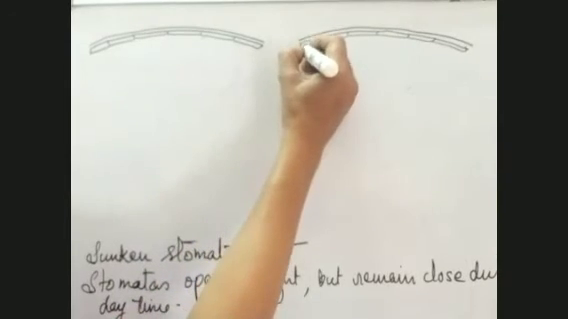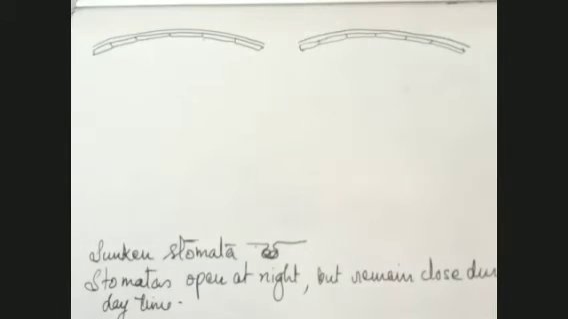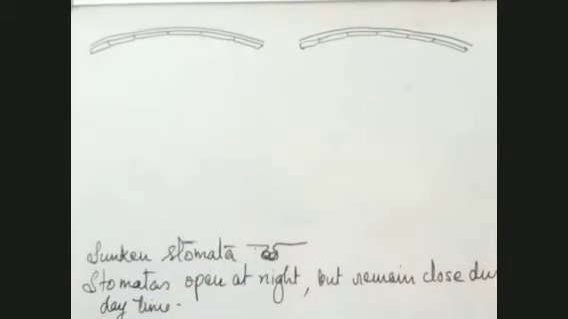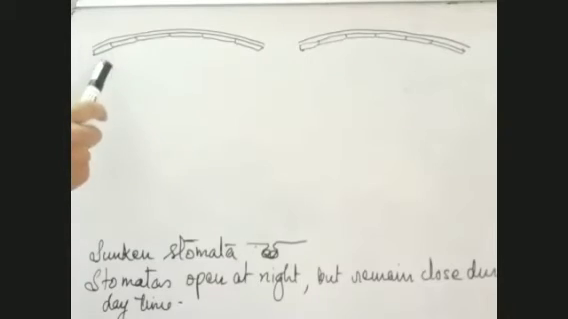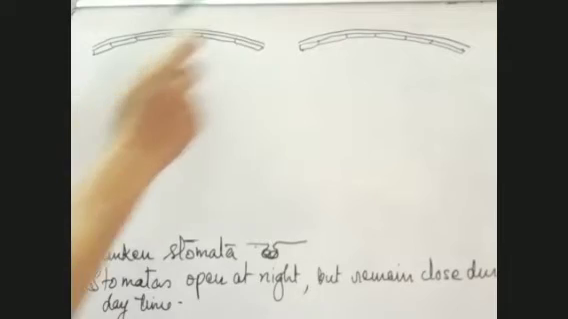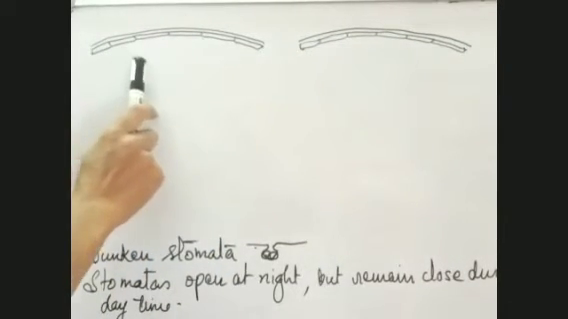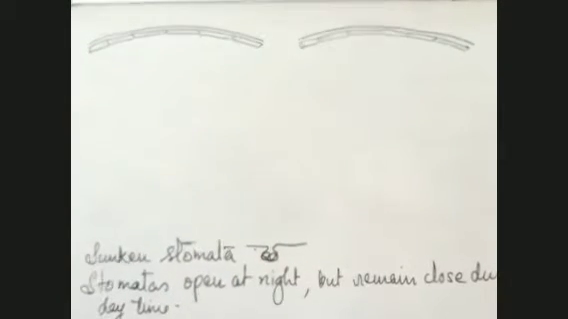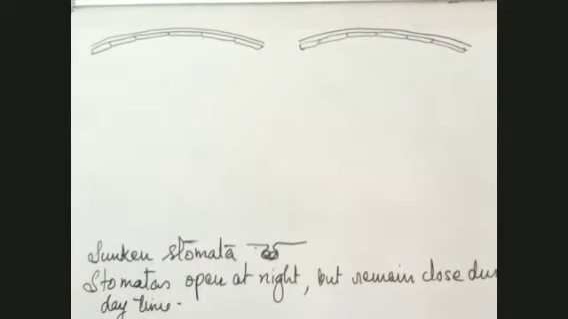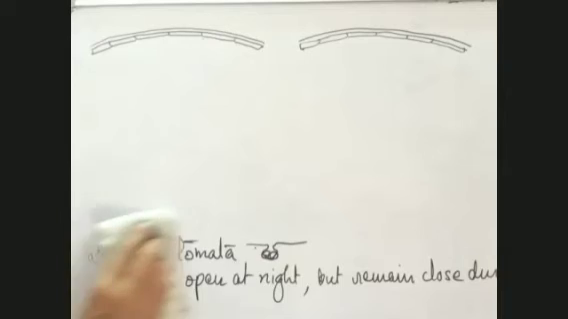So I have drawn this. Why have I drawn two epidermis, upper epidermis? In one, I'll show you during day, and in the other, I'll show you during night. So I'll show you first during night and then during day, what happens to the whole plant. That's why I have drawn these two pictures.